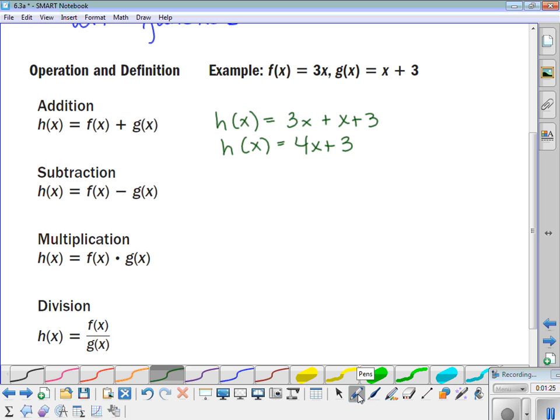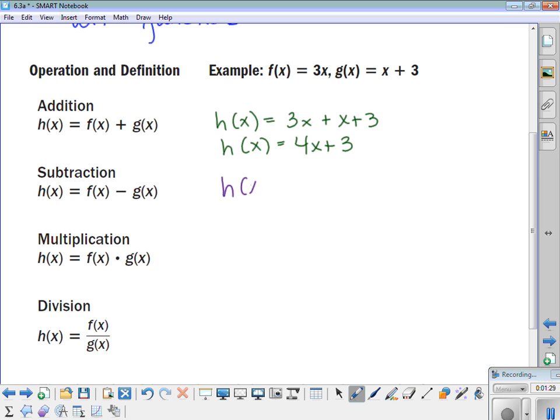So subtraction, it's basically the same thing. We're just going to take f of x, which is 3x, and we're going to subtract g of x, which is x plus 3. So the main thing you have to remember is to distribute your negative into your parentheses, and then you just combine your like terms. So h of x would, in this case, be 2x minus 3.